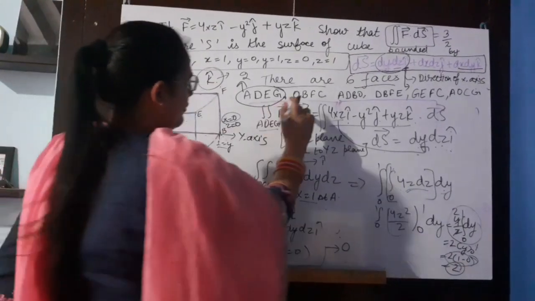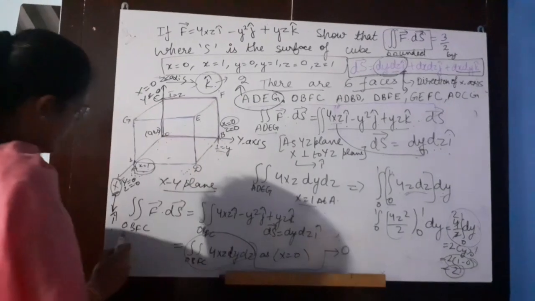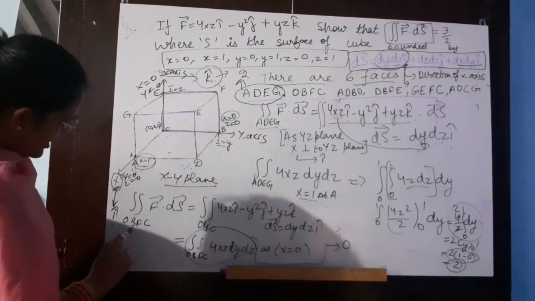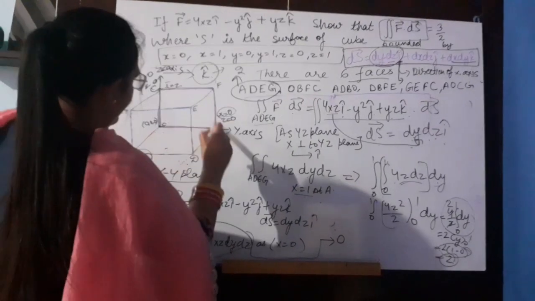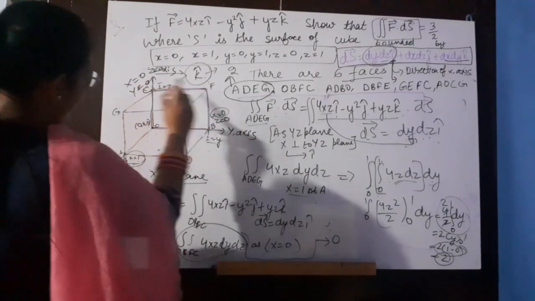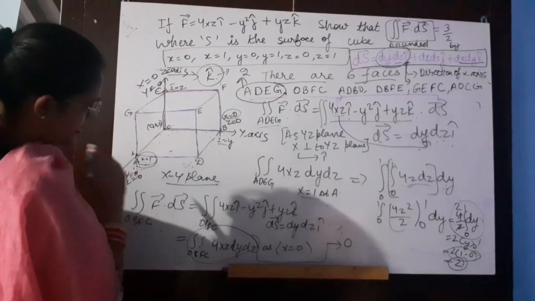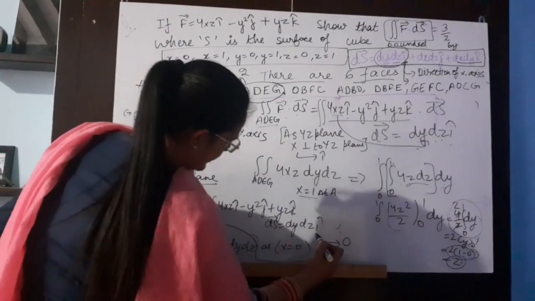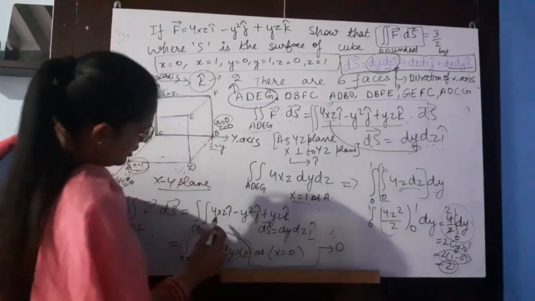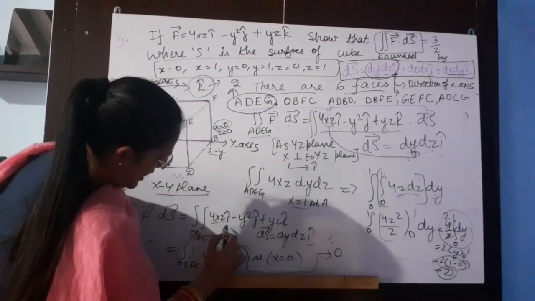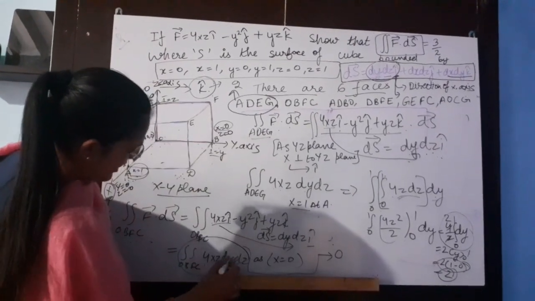Now we will find the surface integral along the face OBFC. Similarly, this is again on the yz plane, and our x is perpendicular to this. So the direction of x is given by i cap. So dS vector is equal to dy dz i cap. So when we take the dot product of 4xz i cap with dy dz i cap, we get 4xz dy dz.